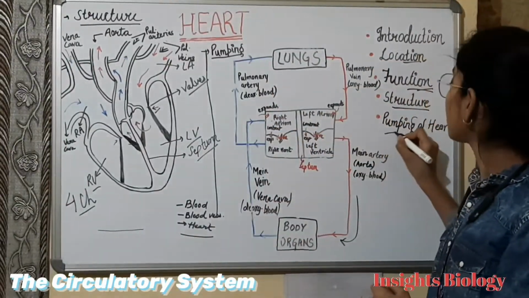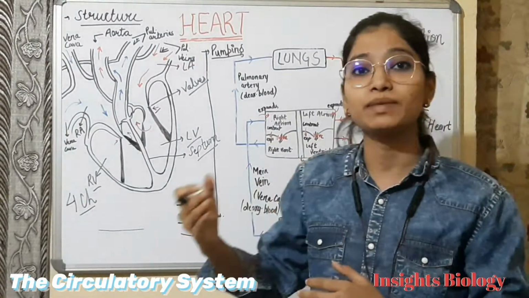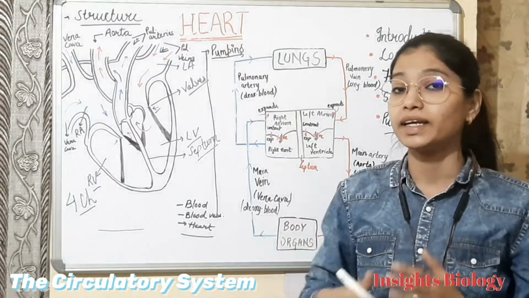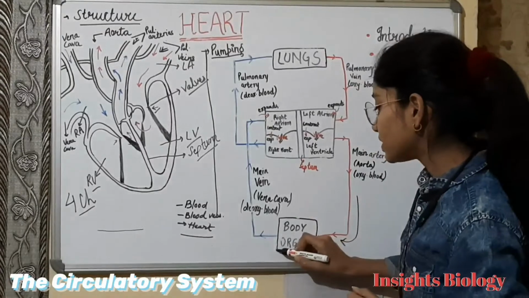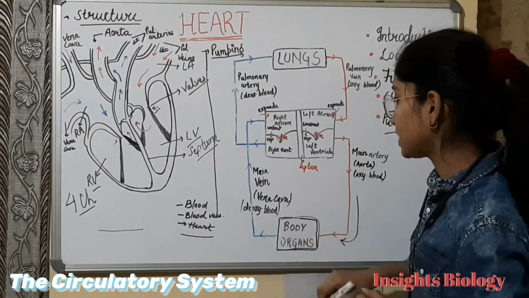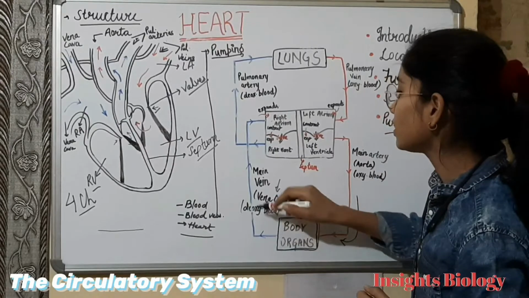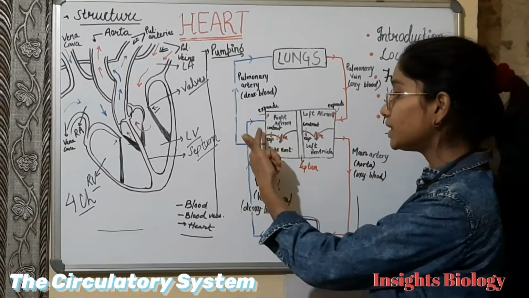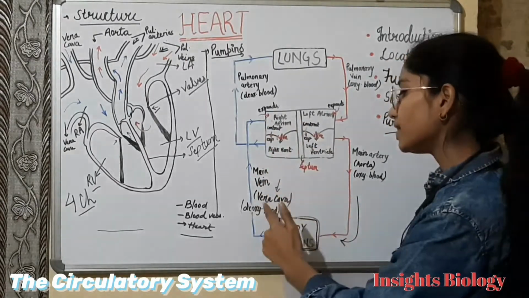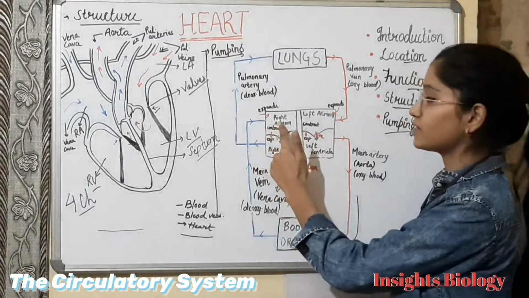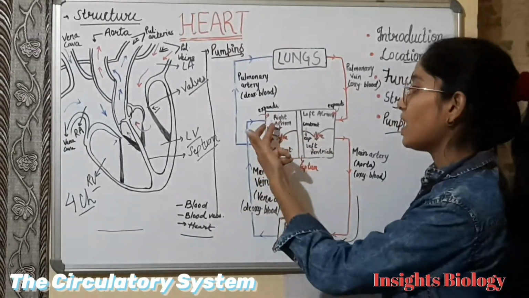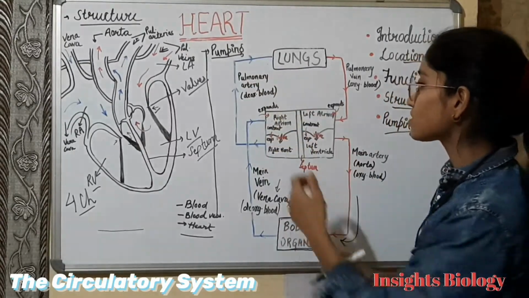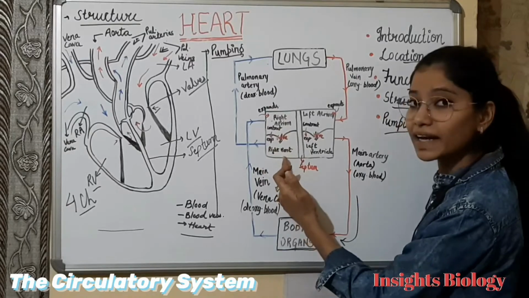Now, how this heart works, how it helps in pumping of blood. We have deoxygenated blood inside our whole body. Deoxygenated blood from the body travels through vena cava to the right atrium. From the right atrium, the blood needs to be oxygenated. When the deoxygenated blood enters, the right atrium expands, and for oxygenation it needs to travel to the lungs, so the blood transfers to the right ventricle.